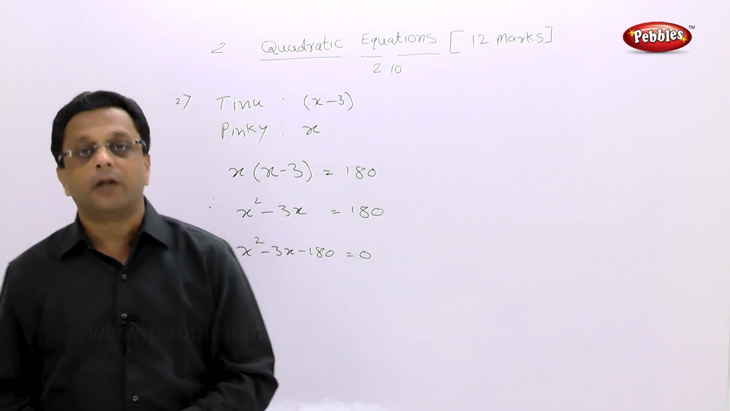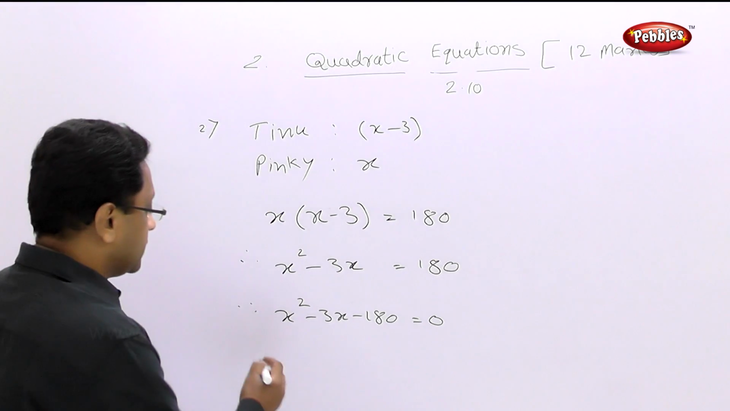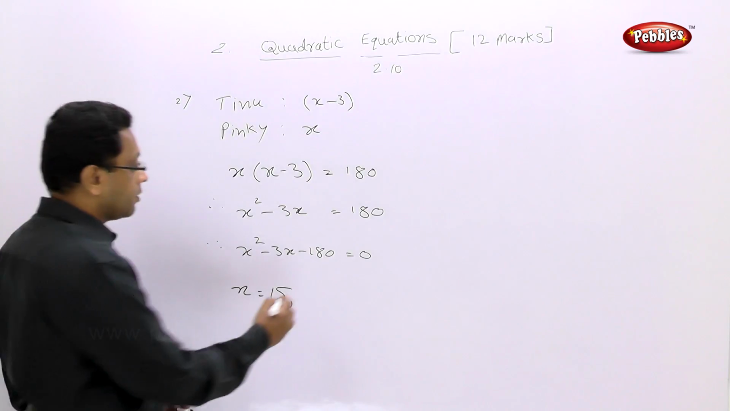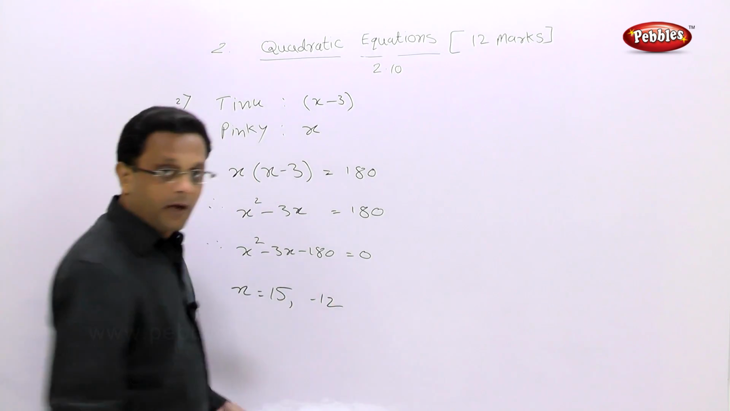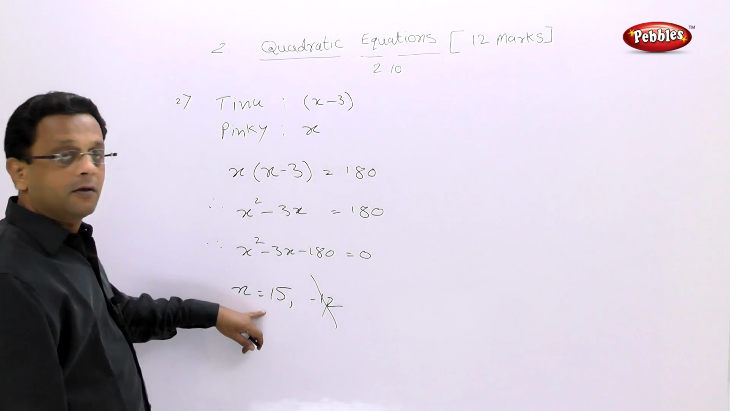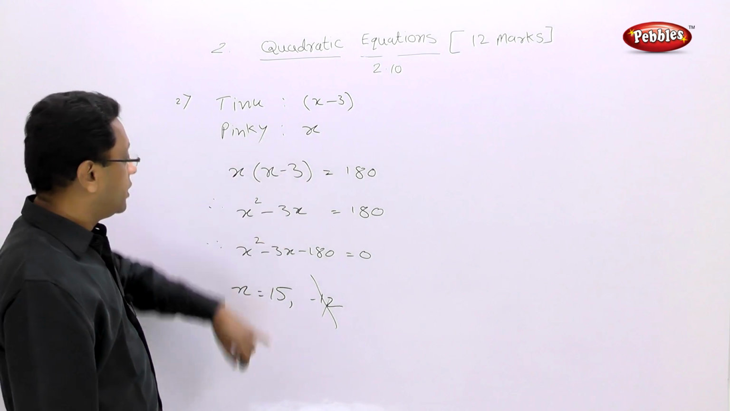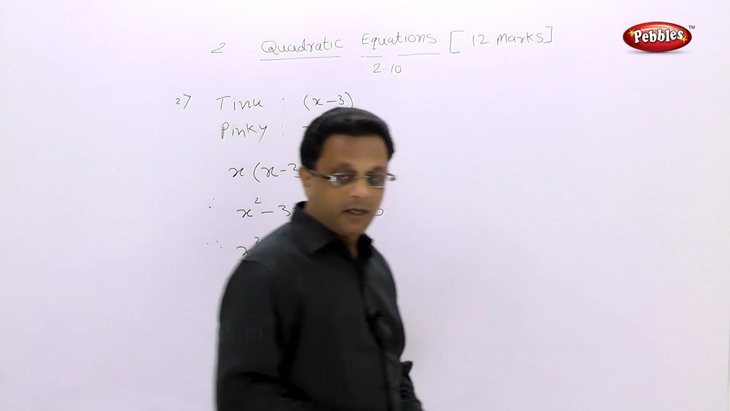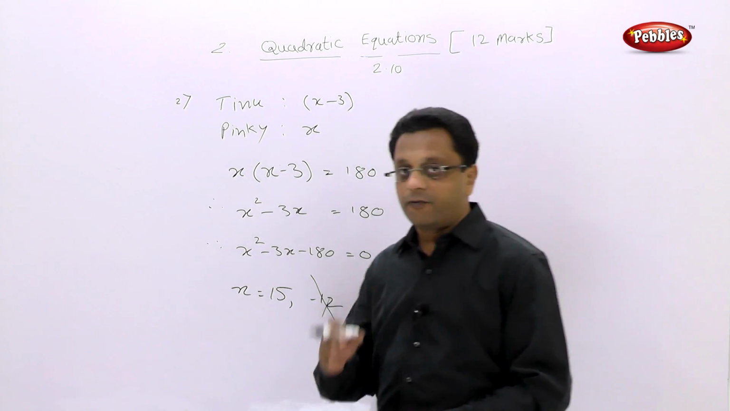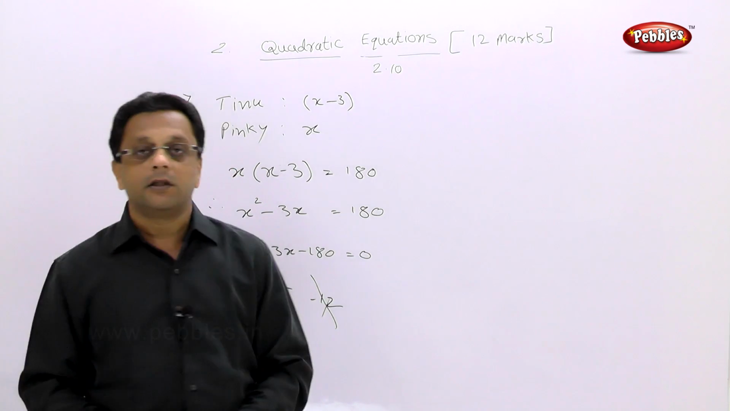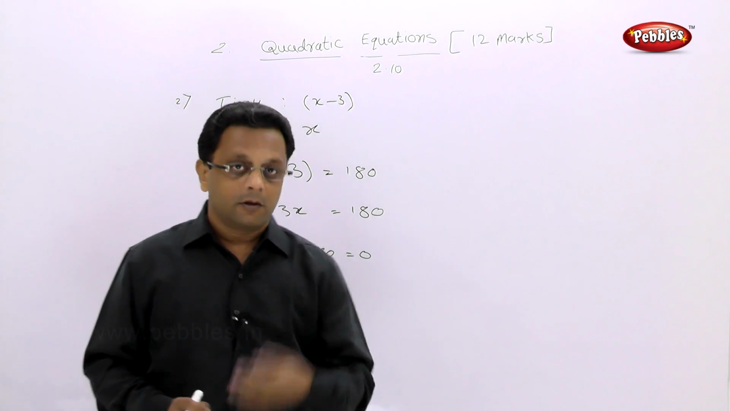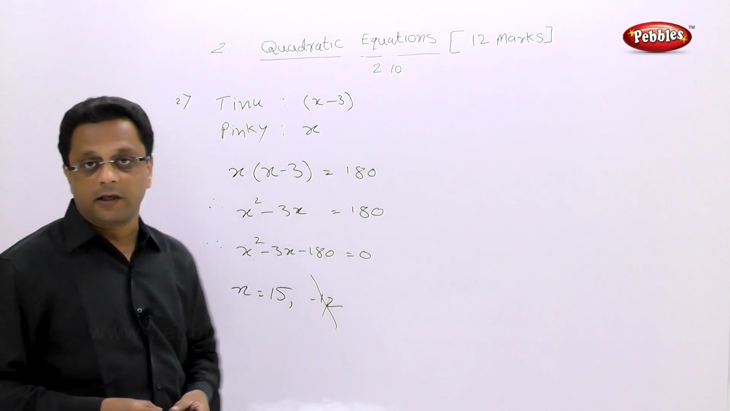Pause your video now. x is 15 and minus 12. Now as you know, the age cannot be negative. So x is 15, so Pinky's age is 15 and Tinu's age is x minus 3, that is 12. As an answer, you have to write perfectly: the age of Pinky is 15 and the age of Tinu is 12. So let's move ahead to another example.